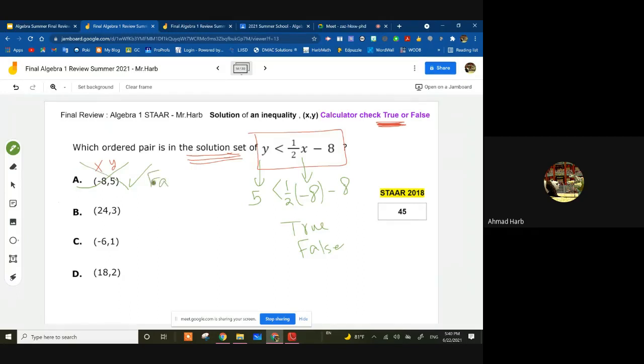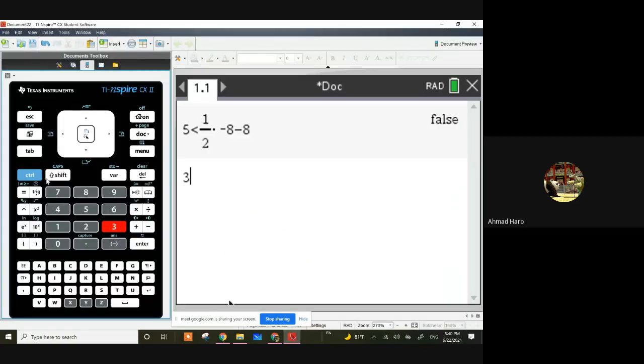So this is false. Could it be the second one? Well, the first number is x, the second one is y. So that means if I replace the y with 3 and the x with 24, and I test it, it should give me true. So let's try it. I go to the calculator, I put 3, Control equal, choose the less than, 1/2, and then parentheses, 24, and then minus 8, that's from the equation.